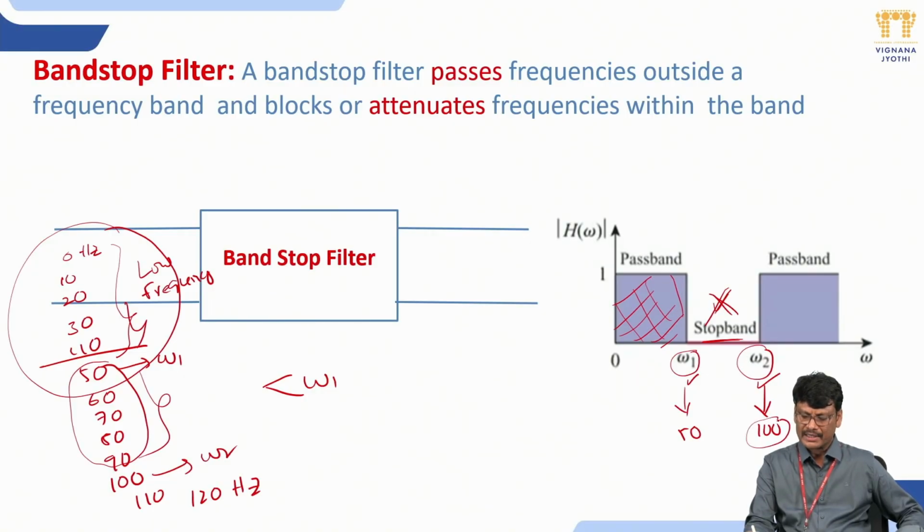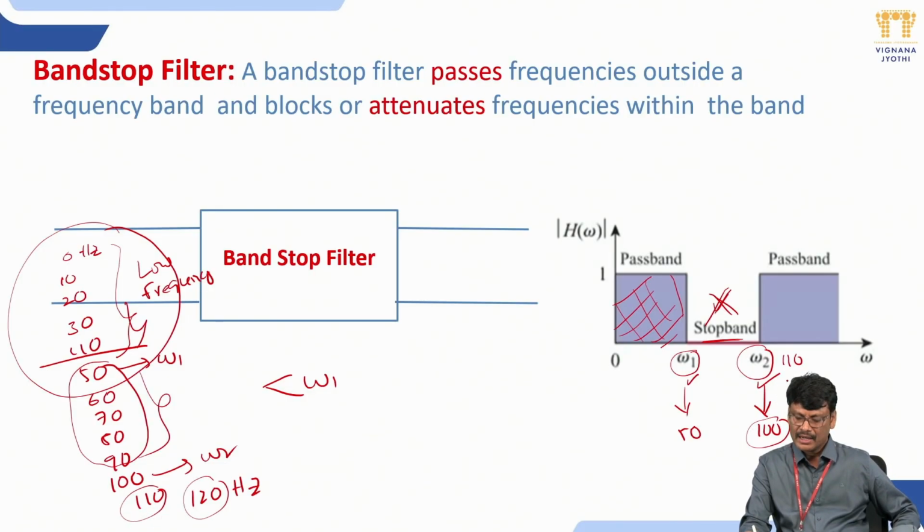Now omega 2 is 100. What are the signals after 100? After 100, a 110 Hz signal is there and a 120 Hz signal, one more signal. Now this is 110 and this is 120. These come under after omega 2. These are the signals greater than omega 2. Again, this same band stop filter allows the signal.